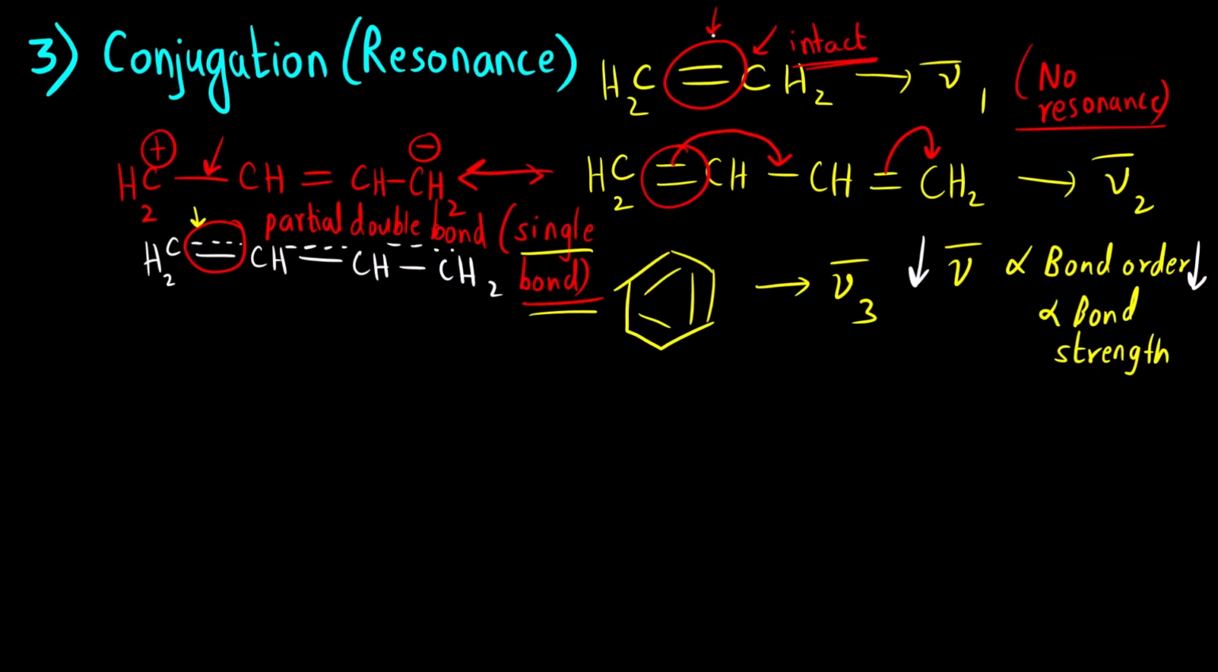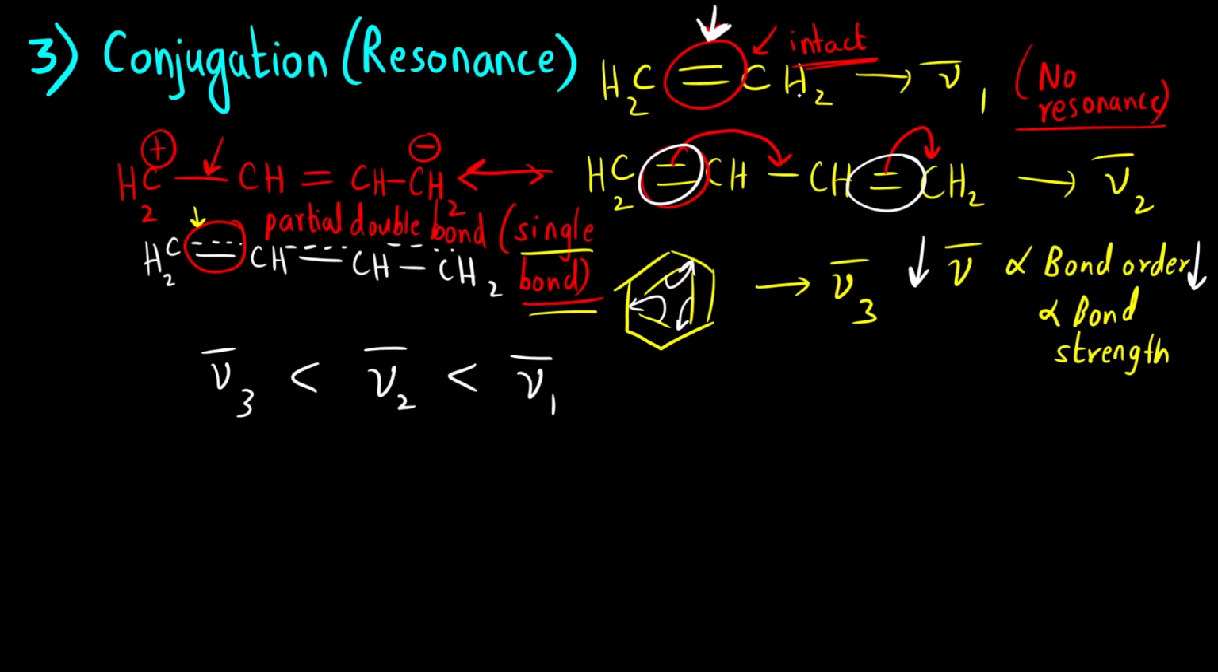So as the conjugation increases, here there was no conjugation, here there are two pi bonds in conjugation. In benzene, if you see, there are 3 pi bonds that will be involved in resonance, like this. So if I compare nu 3, nu 2 and nu 1, nu 3 will be minimum, stretching frequency 2 will be less, and stretching frequency 1 will be maximum, because here the double bond is remaining as double bond. Bond order is not decreasing.